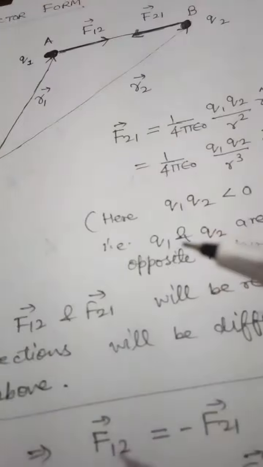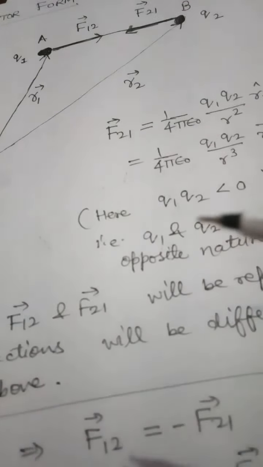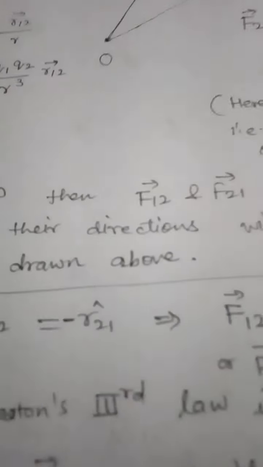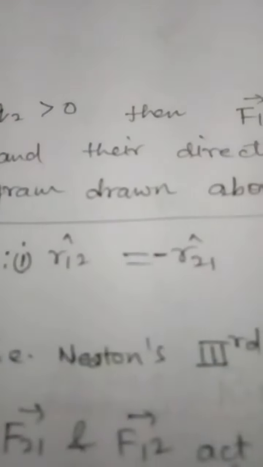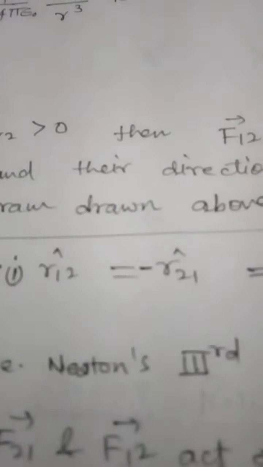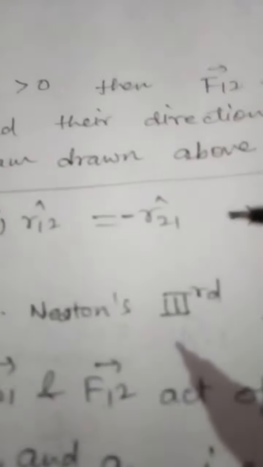So in this diagram, as I already told, both charges are of opposite nature, that is product q1 q2 is less than 0, that is negative. What more, we see that the directions of F12 and F21 are opposite. It is because r12 cap is equal to r21 cap in magnitude but opposite in direction, so we can write r12 is equal to minus r21.